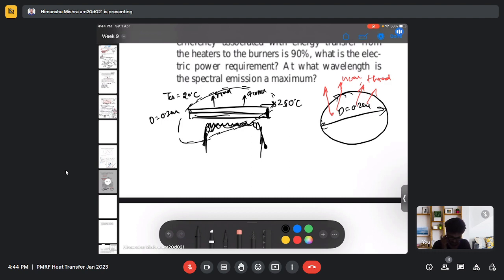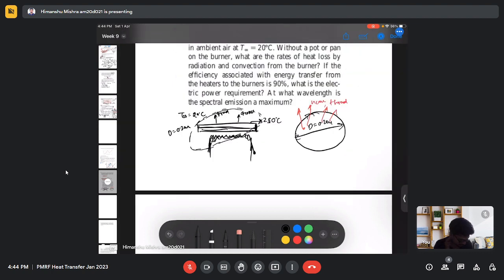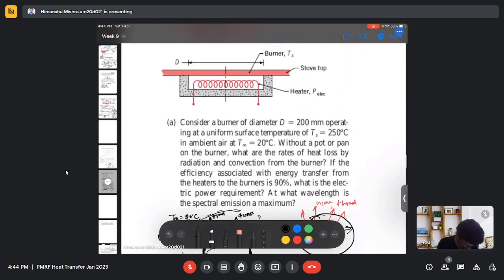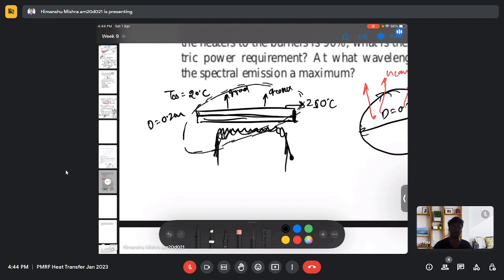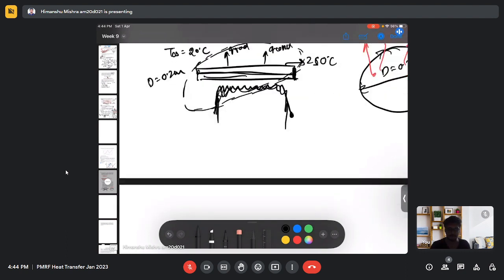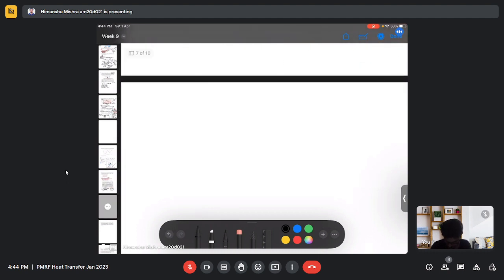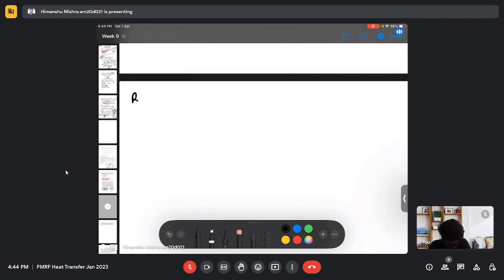So for the convection, let's find the convection heat transfer. There is no fluid flowing over the surface, so there will be no forced convection. It will be a free convection. For free convection, we first need to determine whether the flow near the pan is laminar or turbulent in nature. From the last class, we know that to identify the nature of the flow, we need to find the Rayleigh number.